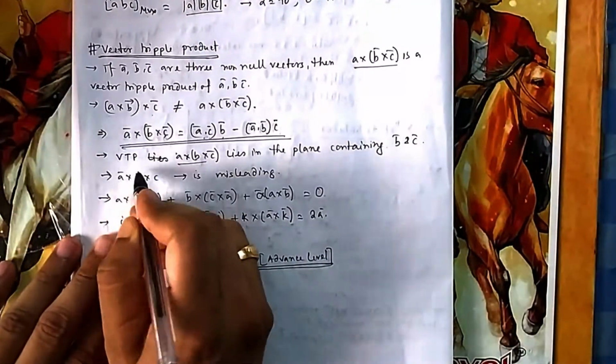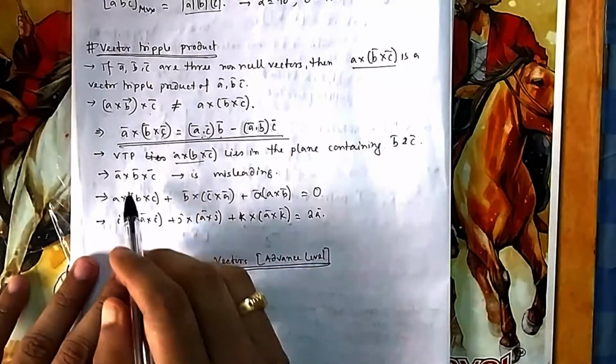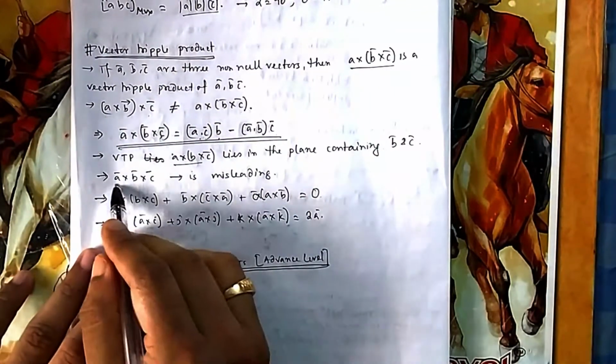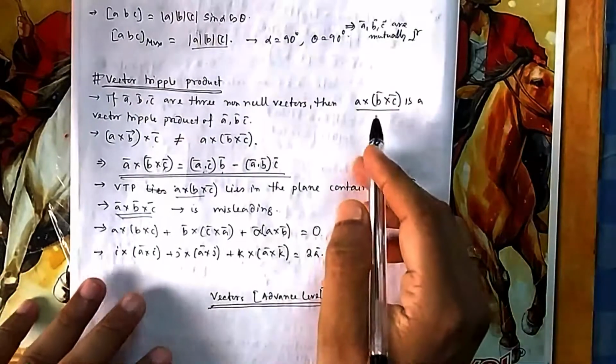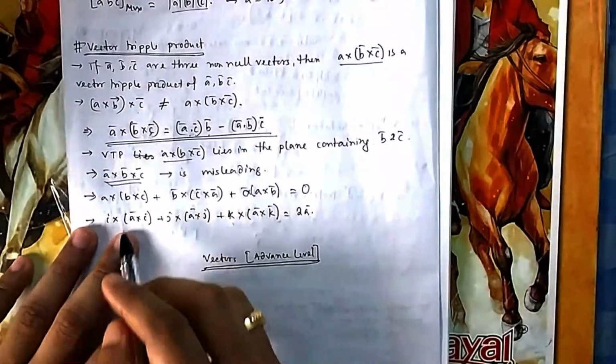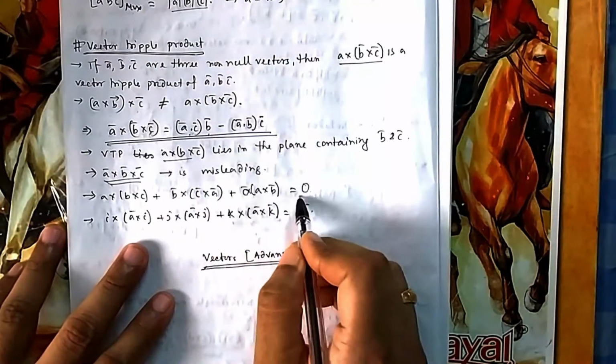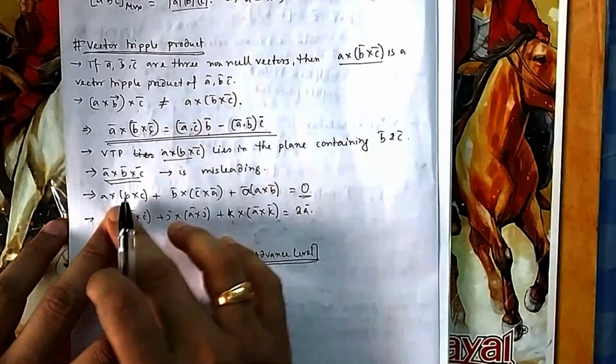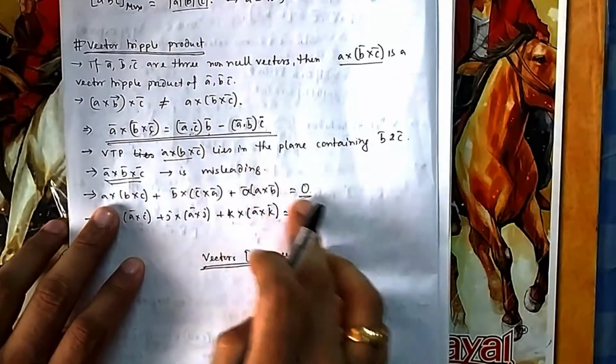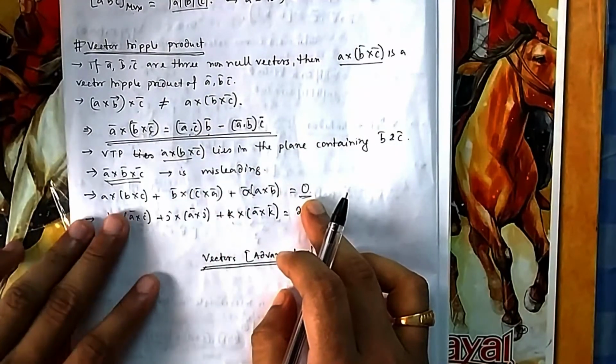Now if you write simply A cross B cross C, it is misleading. You don't know which one should be done first, so this doesn't make any sense. In VTP you have to mention the bracket. A cross (B cross C), plus B cross (C cross A), plus C cross (A cross B) is 0. You can prove it if you expand it in this way. If you expand all three, you can see it is cancelled. So I am not doing it.